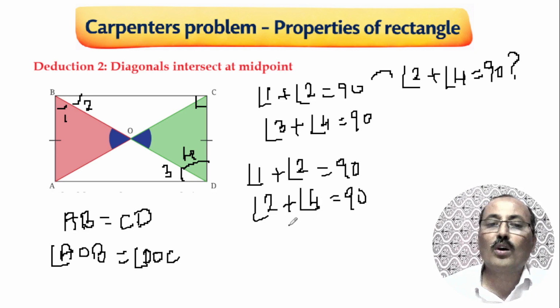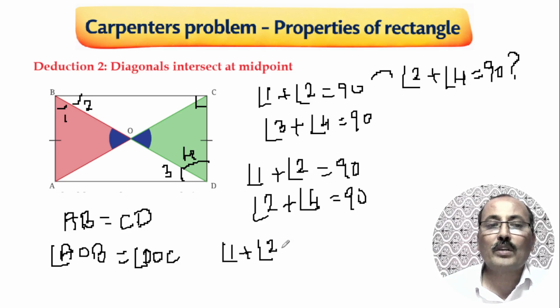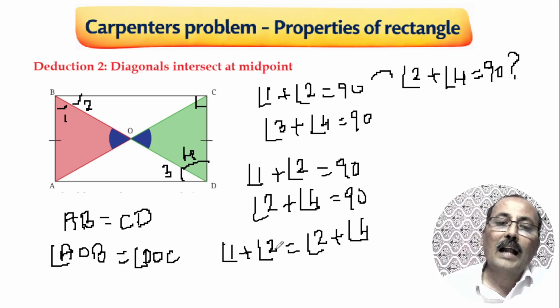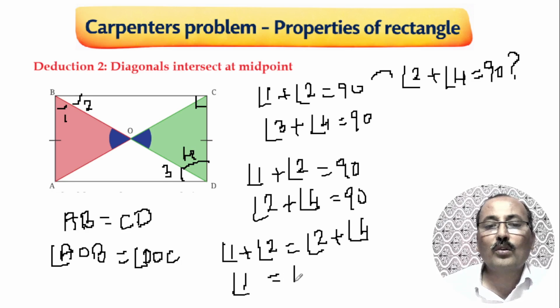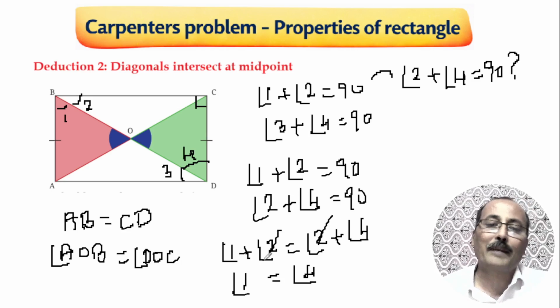That means these two are equal. Angle 1 plus angle 2 is equal to angle 2 plus angle 4. That means what? These two are equal, and angle 2 is common. That means angle 1 equals angle 4. That means you can cancel this. Angle 2 you can leave it simply, but I am cancelling for showing. Angle 1 equals angle 4.